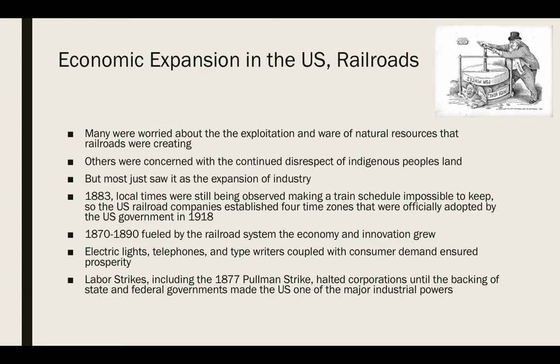By 1883, local times were still being observed, making a train schedule impossible to keep. So the U.S. railroad companies came together and established 4 time zones across the U.S. that were officially adopted by the government in 1918.